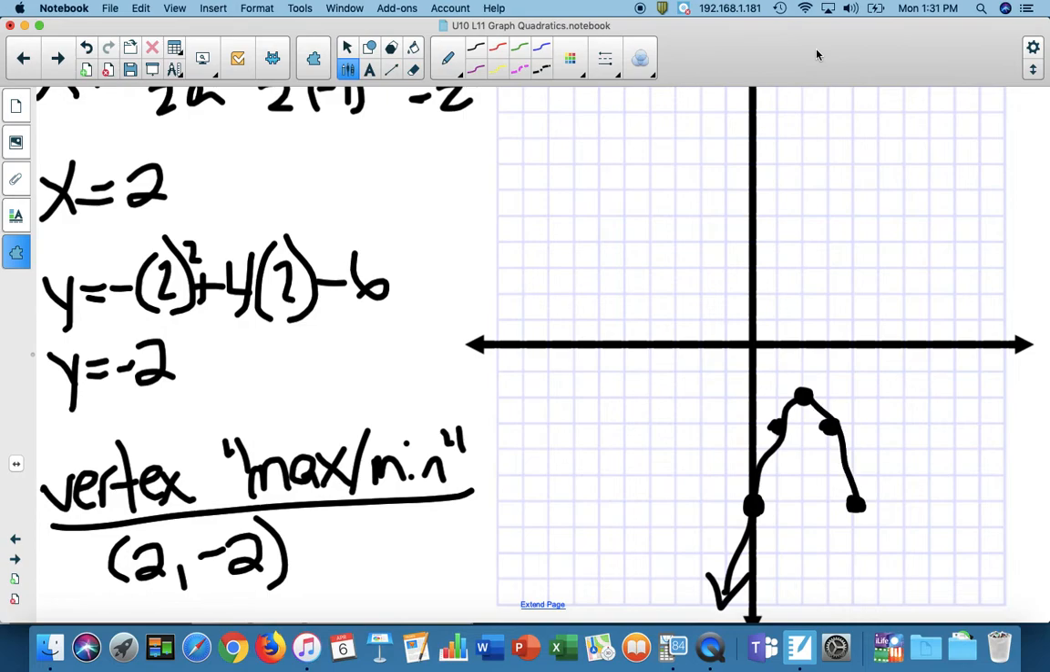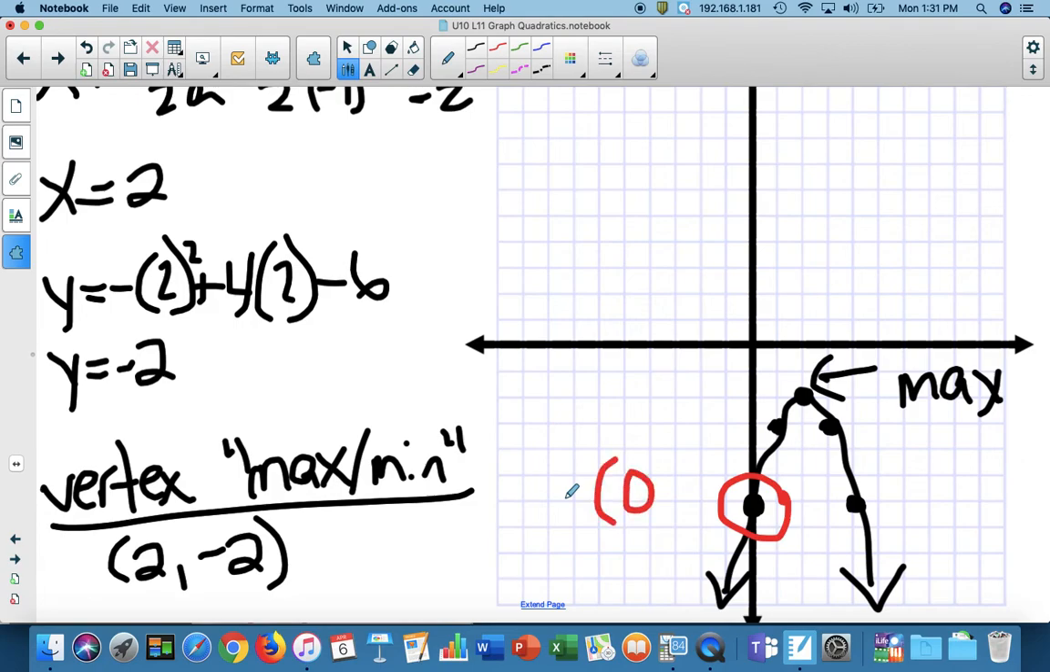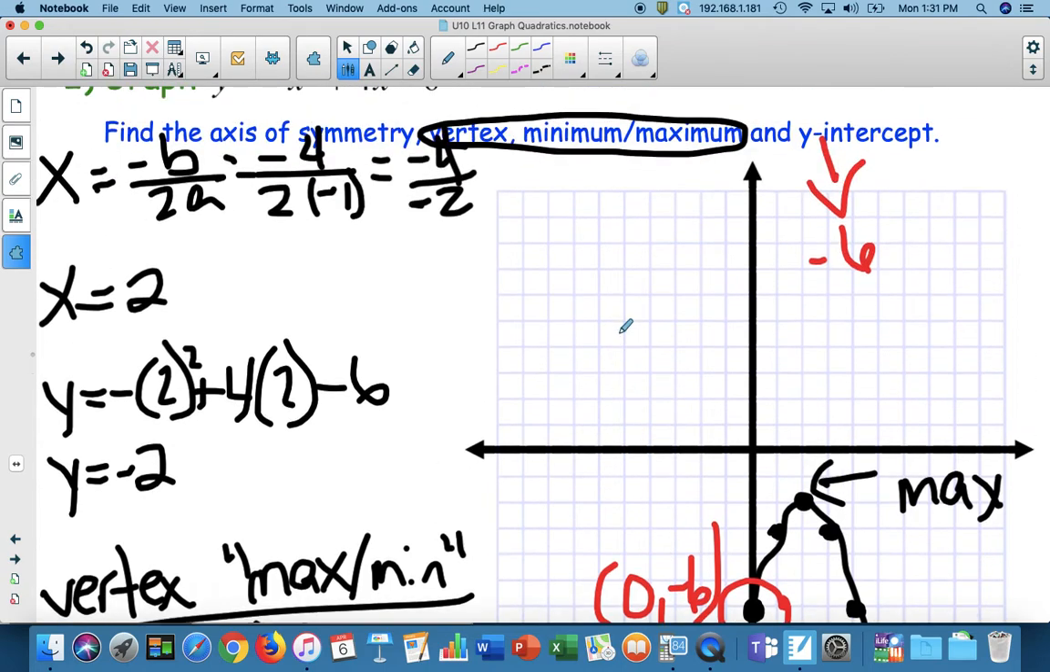Again, hopefully your graph looks better than my graph. It should be more U, all right, less squiggly. So this is our maximum minimum, as we know. In this case, it's our maximum. Okay, and the last question asks what the y-intercept is. Here's our y-intercept. Again, let me change the color for you. So here's our y-intercept of 0, negative 6. So our y-intercept is negative 6.